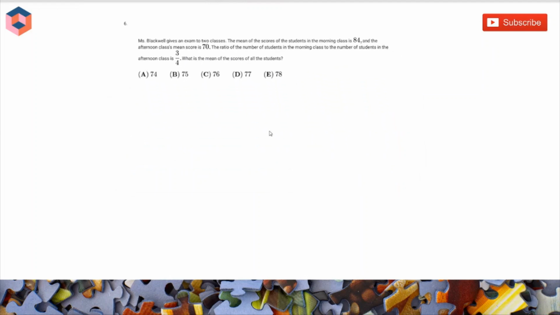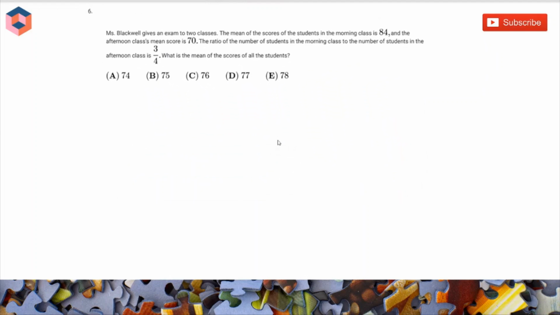Mrs. Blackwell gives an exam to 2 classes. The mean of the scores of the students in the morning class is 84, and the afternoon class's mean score is 70. The ratio of the number of students in the morning class to the number of students in the afternoon class is 3 to 4. What is the mean of the score of all these students?